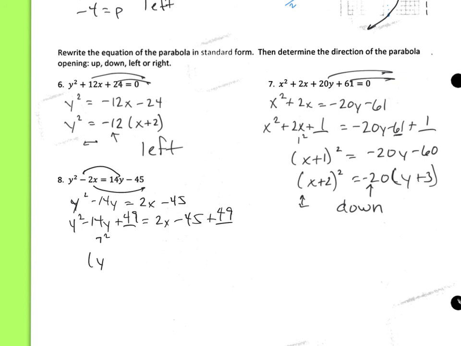This is y minus 7 quantity squared. On this side we get 2x plus 4. It is the side that is not squared that you have to factor. And it's usually just a GCF, which these two have a 2 in common. And now you can determine the direction in which it opens. It's y squared, so that's left or right. This number in front is positive, so this one goes to the right.